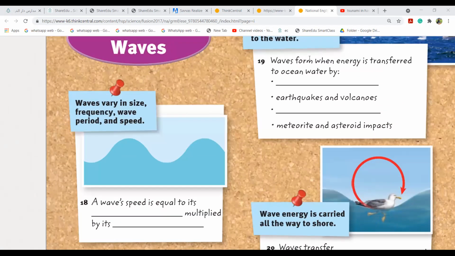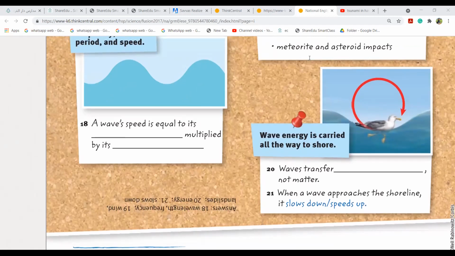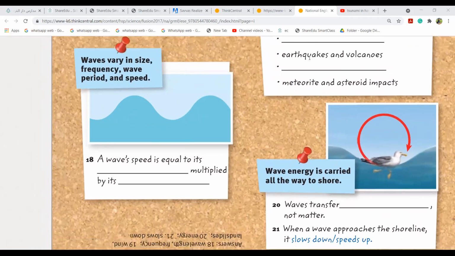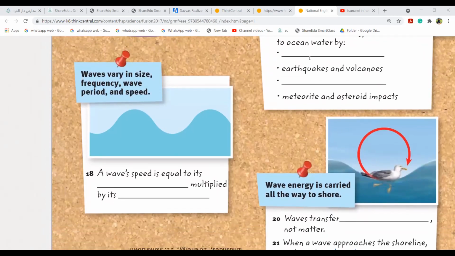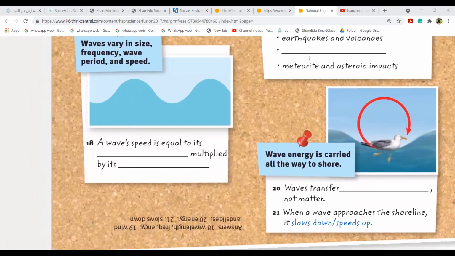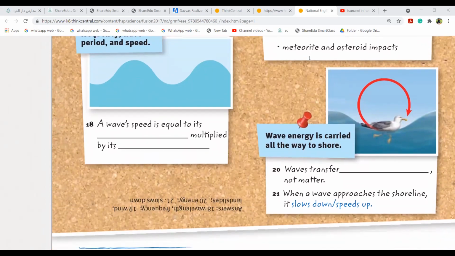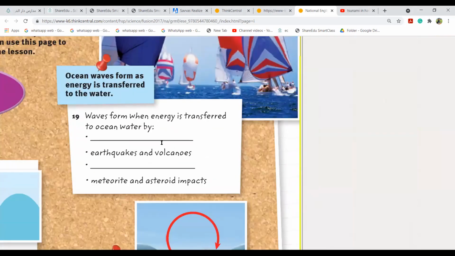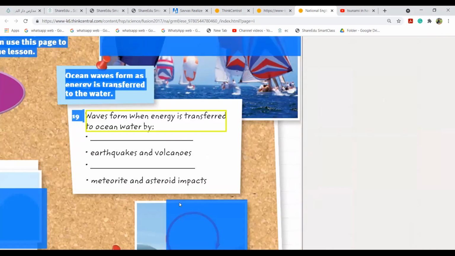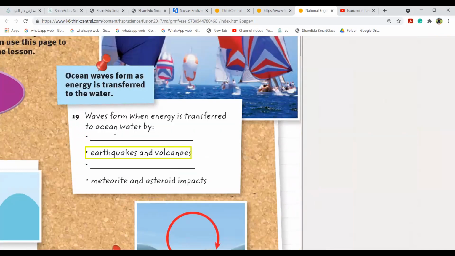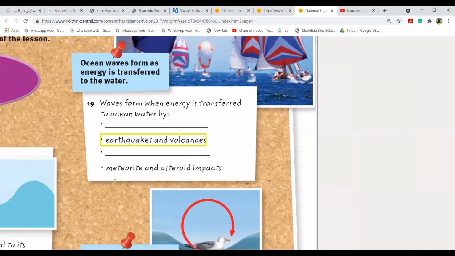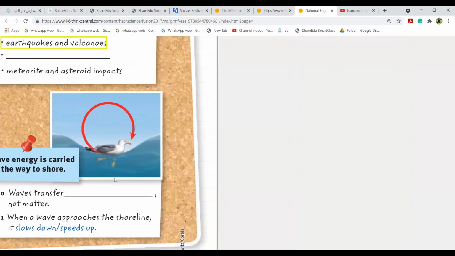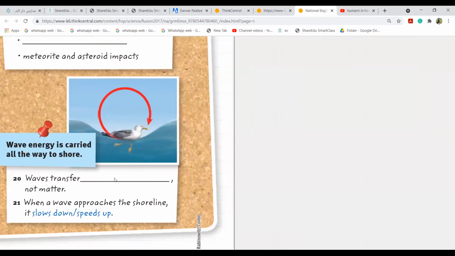Now, waves form when energy is transferred to ocean water by wind, landslides, earthquakes and volcanoes, meteorites and asteroids. And finally, waves transfer energy, not matter. When a wave approaches the shoreline, it slows down. Again, this is important, girls. Waves form when energy is transferred to ocean by, how is it transferred? Either by earthquakes and volcanoes, meteorites or asteroids, landslides, wind, by wind.